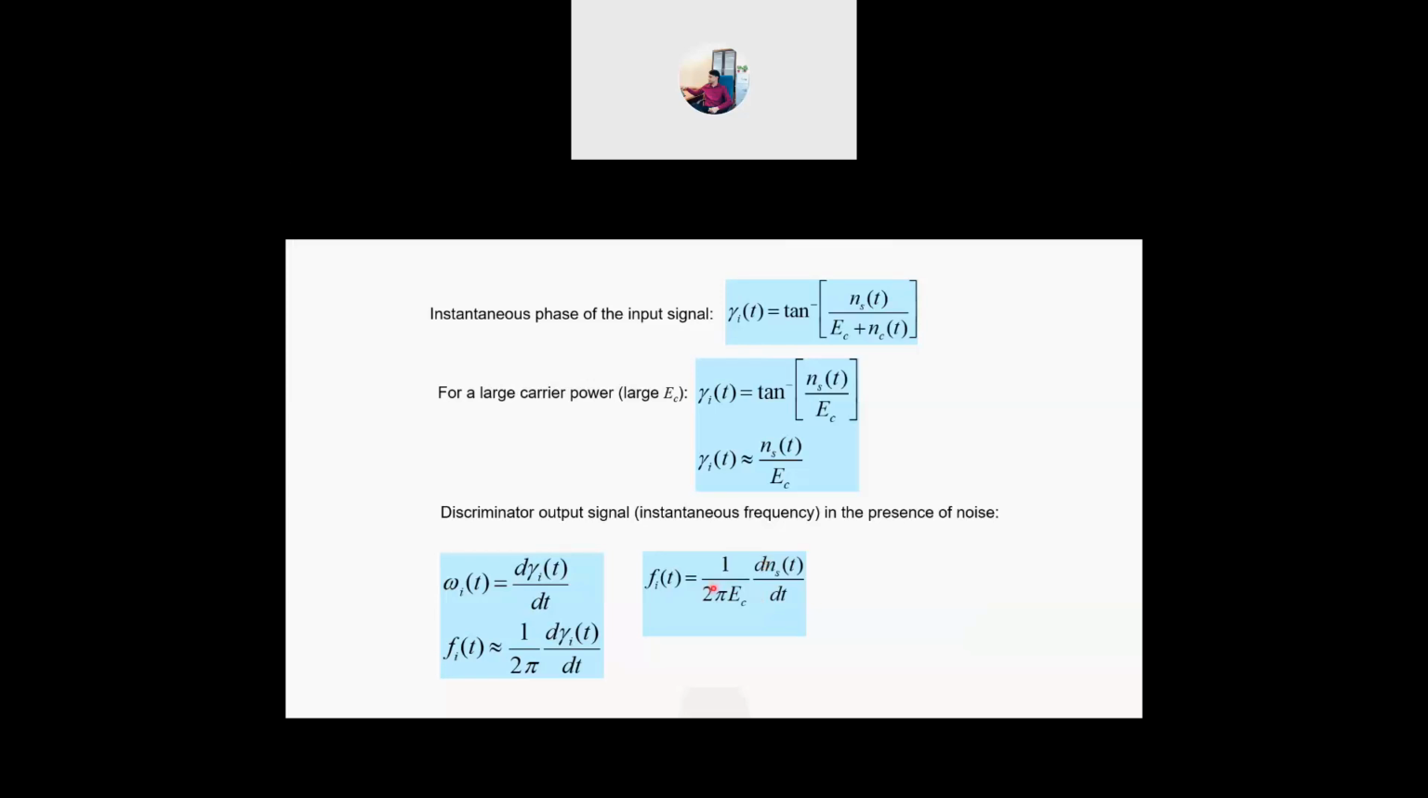So how you have this d gamma i over dt is actually coming from here. That's why you have the Ec component here. It's coming from this. Then you have dNs(t) over dt.